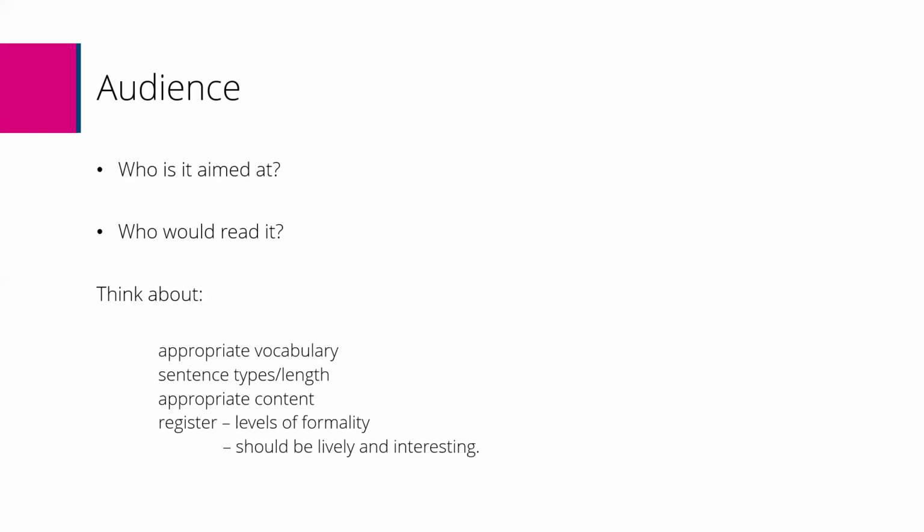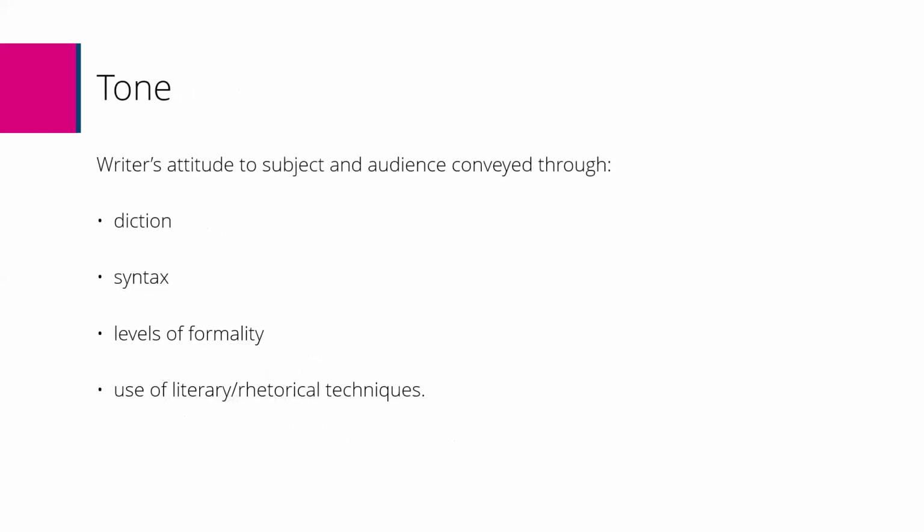So what about tone? Thinking here about the writer's attitude to the subject and the audience and how they're conveyed through diction, syntax, levels of formality, use of literary rhetorical techniques. Because tone, of course, is a higher order skill, especially when reading unseen text, but also when writing effectively, a student maintaining their tone as they go through. So identifying the tone in the unseen extracts, keeping their tone in their own writing, it's a real skill that does need teaching.